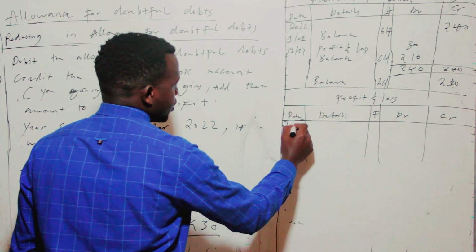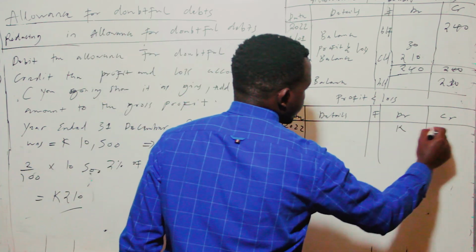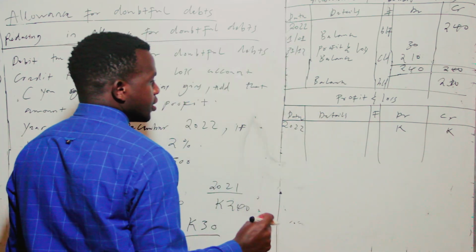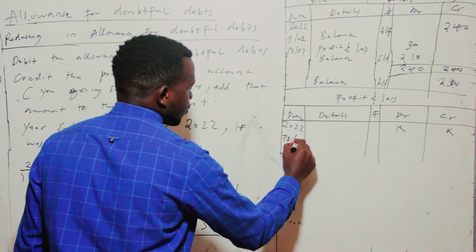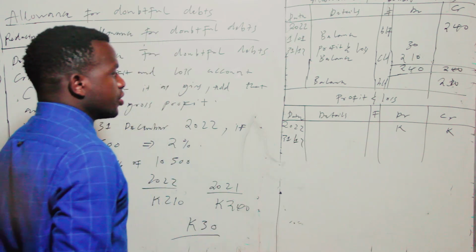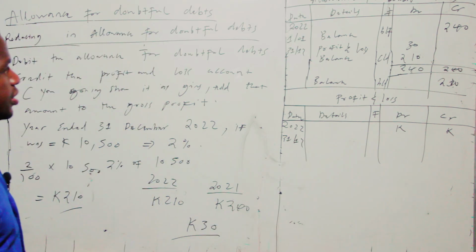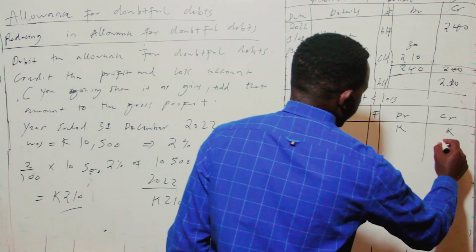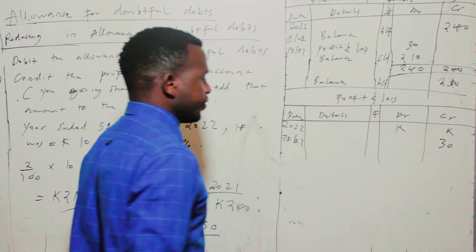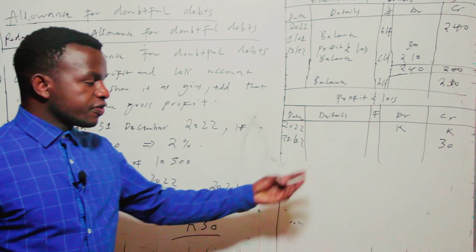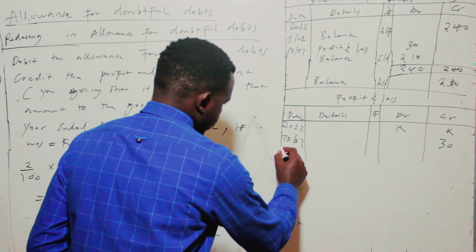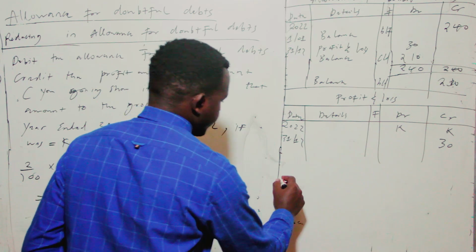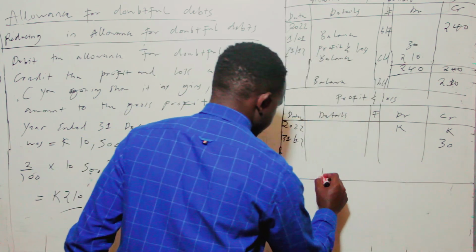So we know this is 2022, we have our kwacha there. Then we can say that 1st of December there. So we are going to credit the profit and loss account with 30 kwacha, which is the reduction in allowance of doubtful debts. Let us look at how we are going to show that figure in the income statement.